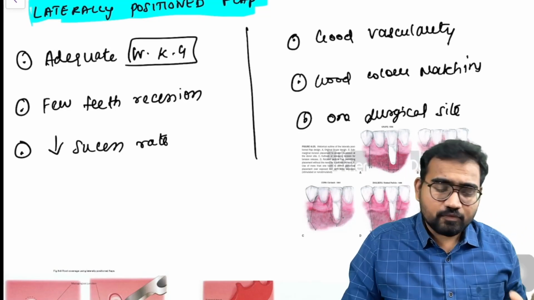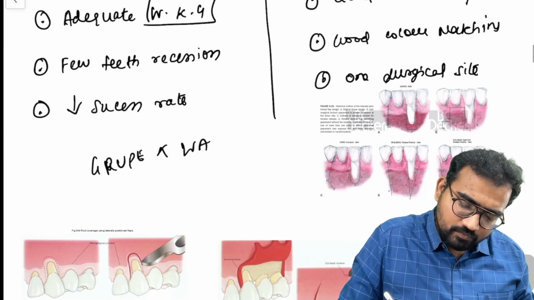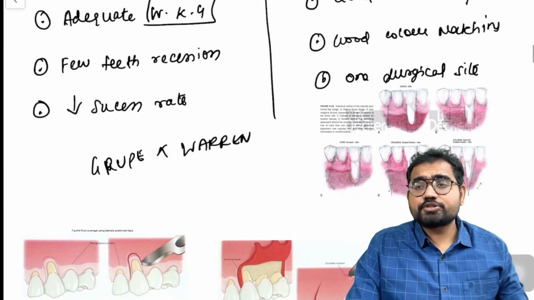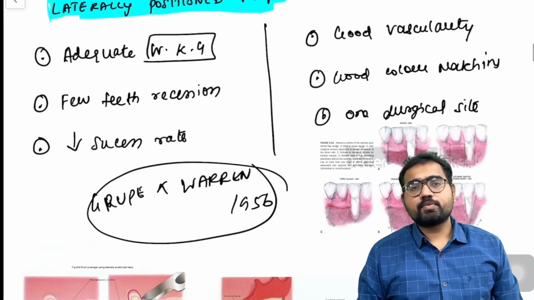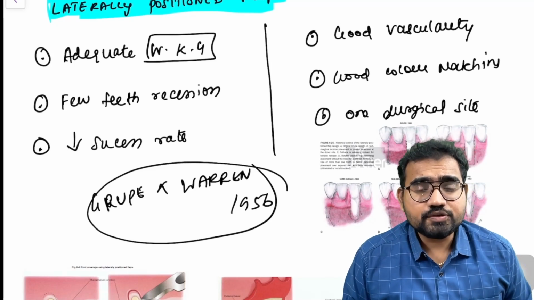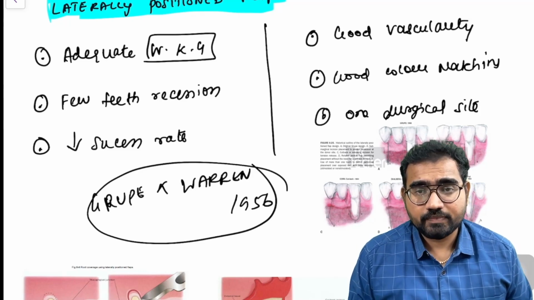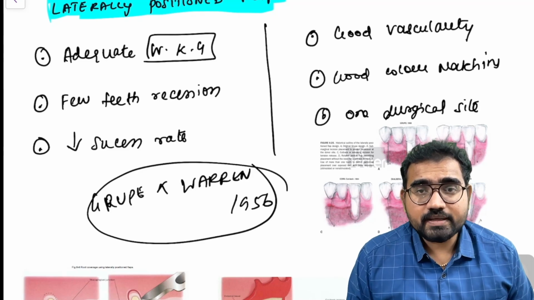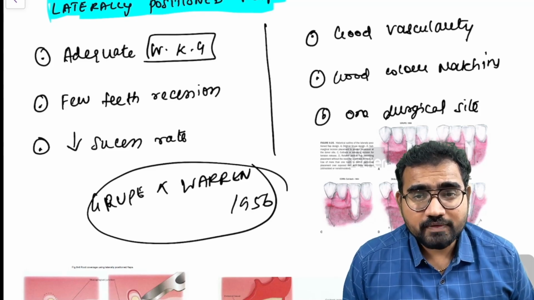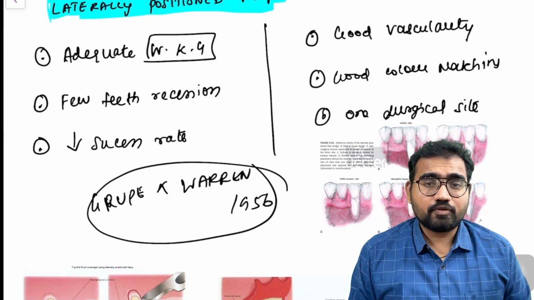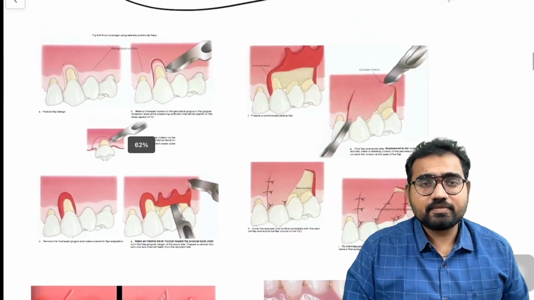So the laterally positioned flap was given by Grupe and Warren, 1956. Okay, so there should be adequate width of keratinized gingiva, and it is used to treat only a few teeth with recession, decreased success rate, and there should be good vascularity, good color matching. There will be good post-operative healing as there is only one surgical site involved. Patient compliance will be good, right? So moving on to the technique, we'll see how it is done.